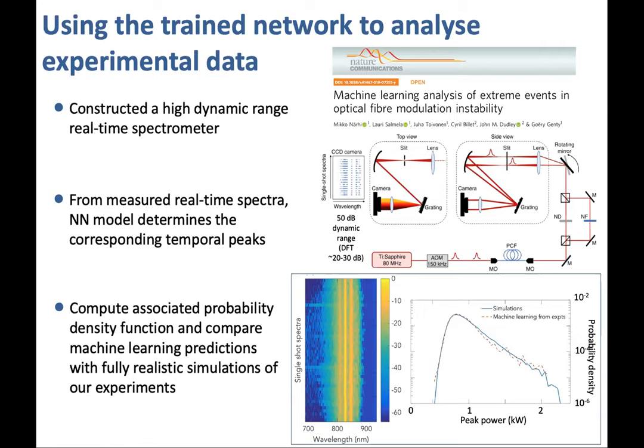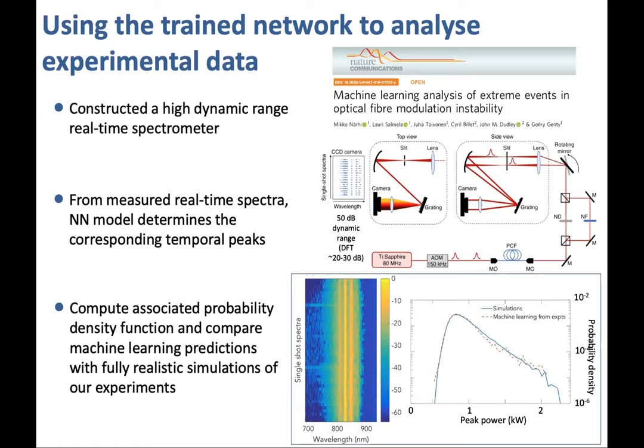And that's really key because the neural network really needs this dynamic range to be able to predict accurately the maximum time domain intensity from a single shot spectrum. So you really need to feed the wings of the spectrum, in other words. And so therefore we needed to be able to perform measurements as well with a high dynamic range.